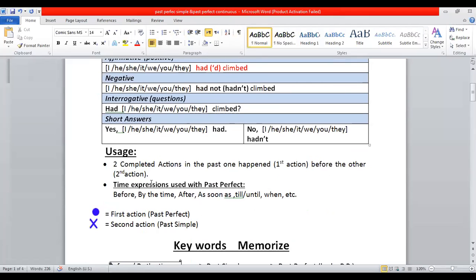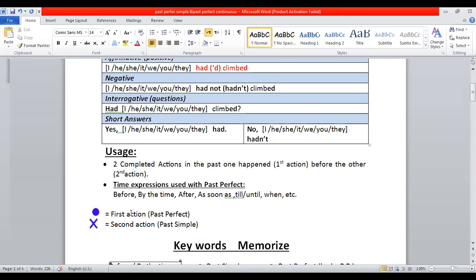So when can we use the past perfect simple? We can use the past perfect simple if we have two actions or more than two actions in the past. One happened before the other. So we have the first action all the time. The first action will be past perfect simple, and the second action that happened after the first one will be past simple. So past perfect will be the first action and past simple will be the second action.